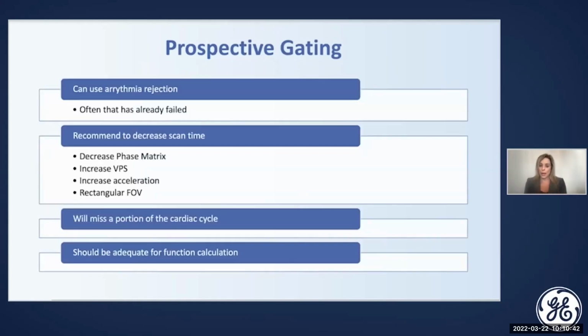With prospective gating, you can also utilize arrhythmia rejection. However, I don't recommend that because that's probably already failed. So I recommend with prospective gating to try to decrease your scan time as much as possible with decreasing your phase matrix, increasing your views per segment, utilizing acceleration. You have to keep in mind that you will miss a portion of the cardiac cycle, but it still should be adequate for function calculation.